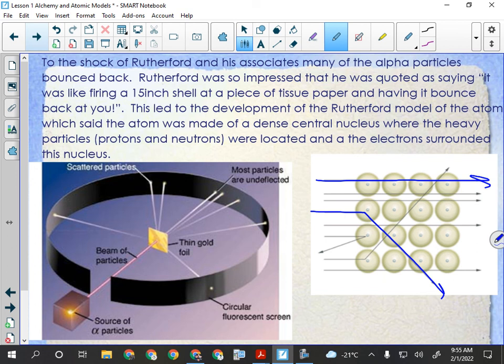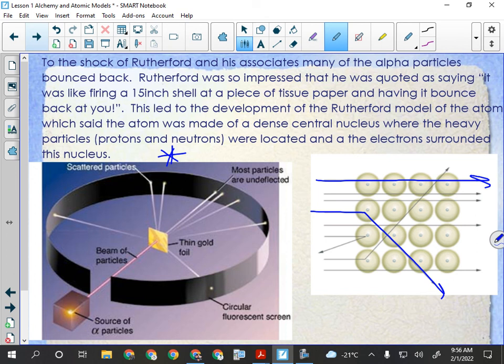Okay? So the only explanation that he could come up with for this data was that an atom is a central dense nucleus where protons and neutrons reside, surrounded by electrons, which are so small they can't deflect the X-rays. Okay? So he was actually shocked by this. Okay? He couldn't believe that so much of the particles were actually deflected. Okay? It was not what he expected, but it led to our modern understanding of the nuclear model of the atom. Okay? So, Rutherford and this experiment are probably, next to Dalton's atomic theory, the most important discovery in chemistry.